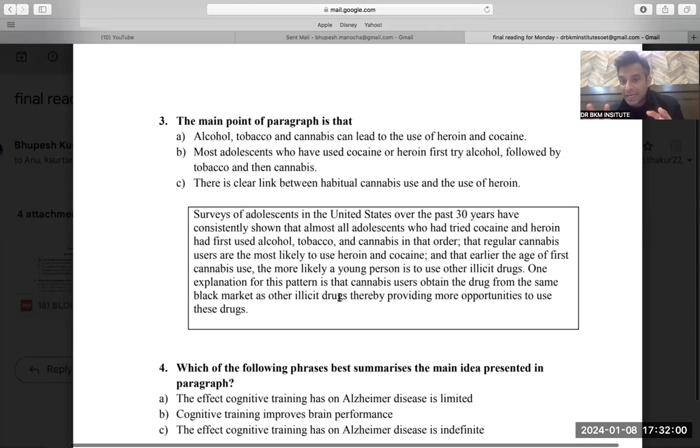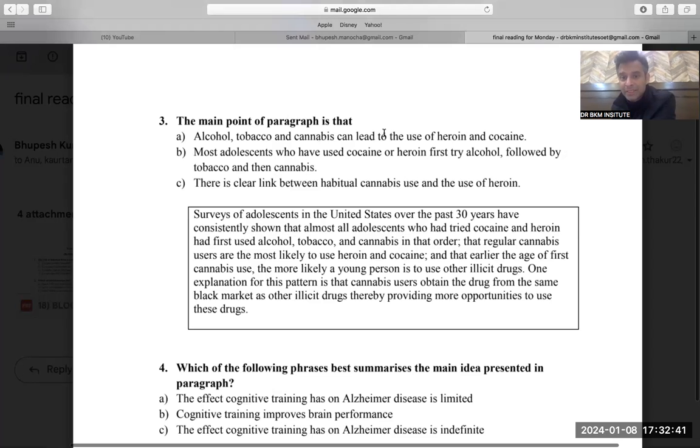So one explanation is that cannabis users obtain the drug from the same market as other illicit drugs. Means the same people who are selling cannabis will ultimately sell you cocaine and heroin. Because of the same market, same people, they get more opportunities to use. So this paragraph is not about what is happening. This paragraph is about explanation, why it is happening. That is where it changes the dynamics. So in purpose questions or main argument questions, always the last line is the most important one.